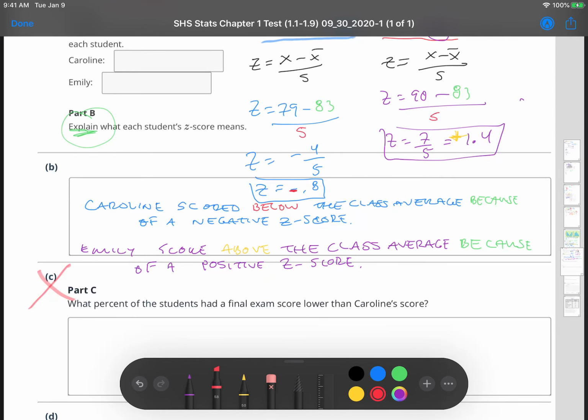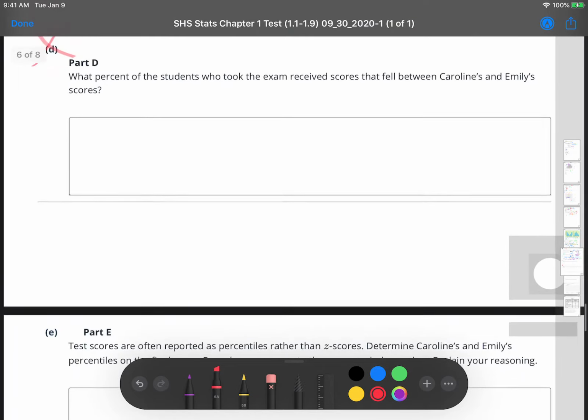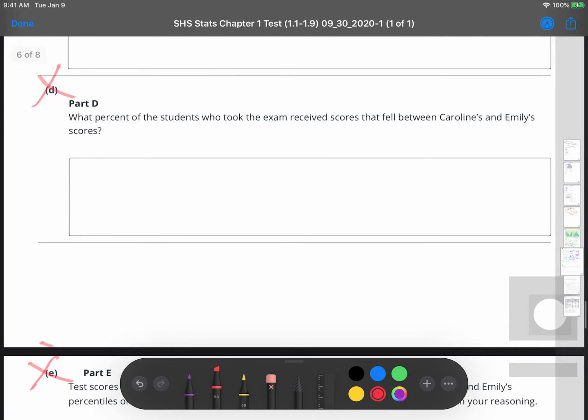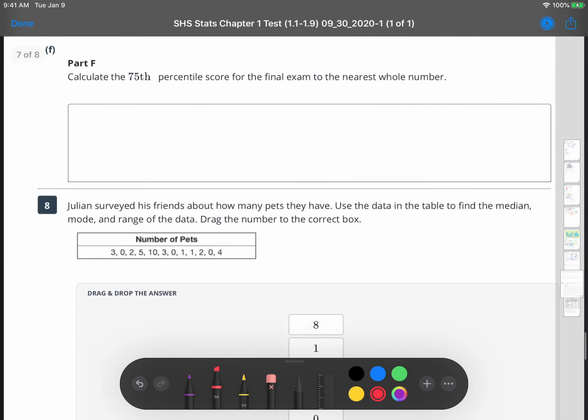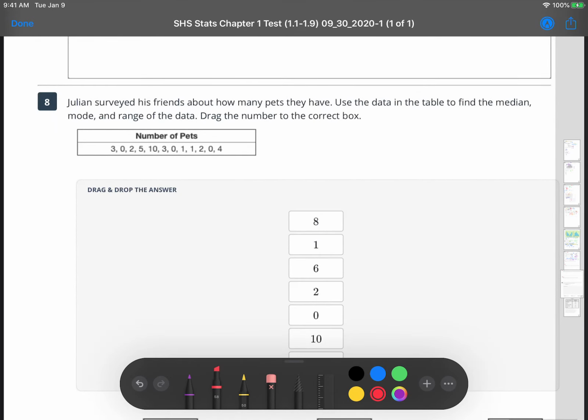Alright, I told you guys to skip C, D, E, and F. You're just supposed to leave those blank. Number 8, Julian. Julian surveyed his friends about how many pets they have. He used the data in the table to find the median, mode, and range of the data. Drag the number onto the correct box.